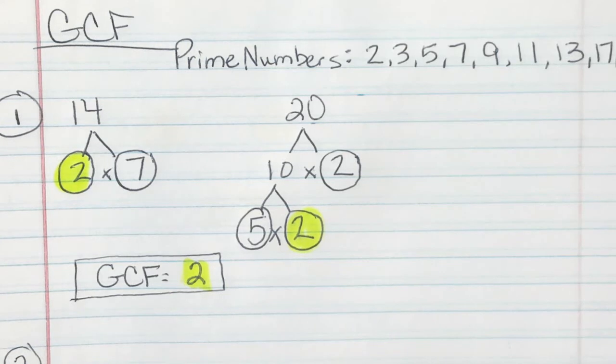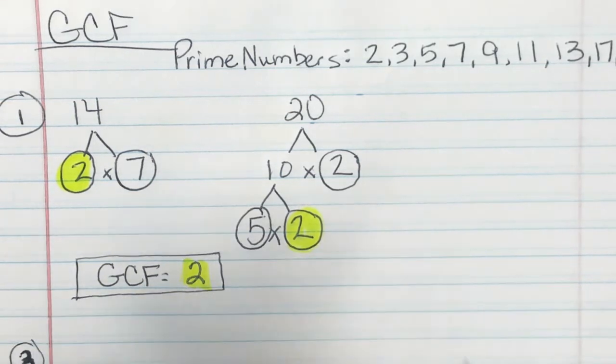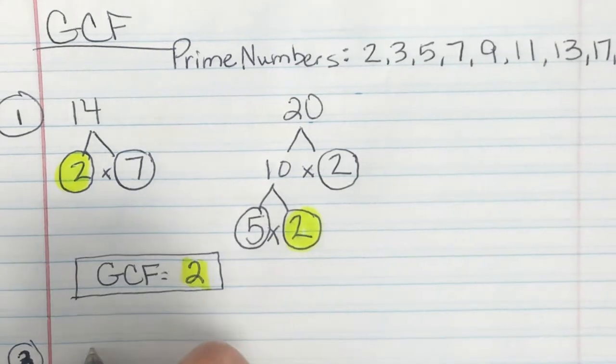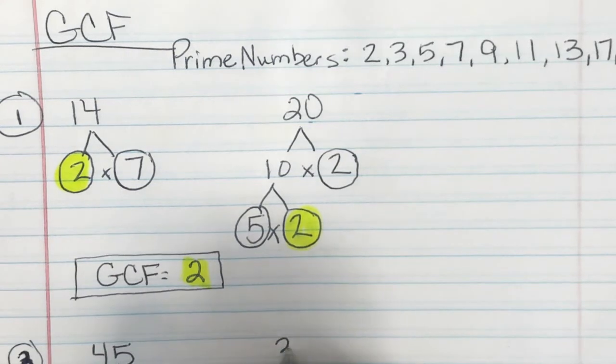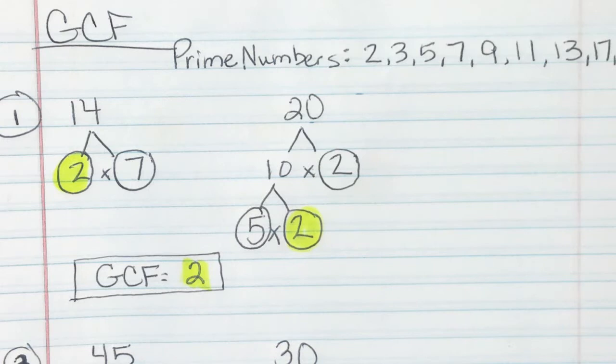Okay, so let's do another one. I'm actually going to skip down to number 3 on the notes because number 2 ends up being the same way with only one answer, or with only one thing highlighted. So I'm going to jump to number 3 and do 45 and 30. Okay. One sec. There we go. 45 and 30.